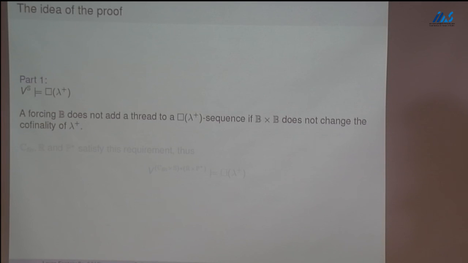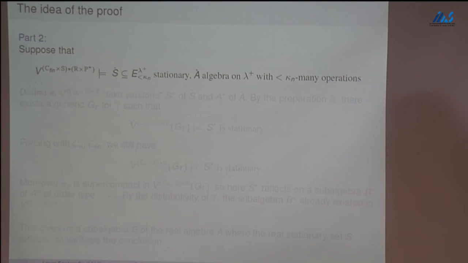Then you just have to prove that the other components did not affect the square sequence, and it's actually quite difficult to damage a square sequence, because if you have any forcing B such that B times B doesn't change the cofinality of lambda plus, then you don't add a thread to the square sequence. The other components of our forcing have this property, so in the final model you still have the square sequence. Okay, so this is for the square.